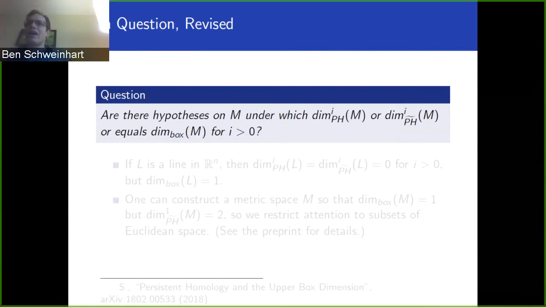So then our main question, the revised version of this, is: remember that originally the main question is, can we define a persistent homology dimension that agrees with a classically defined fractal dimension under relatively weak hypotheses? Here we've narrowed it down to two specific persistent homology dimensions, DMPHI and the Rips version. And so here we ask, are there hypotheses on a metric space M under which the persistent homology dimension equals the box dimension for I greater than 0?